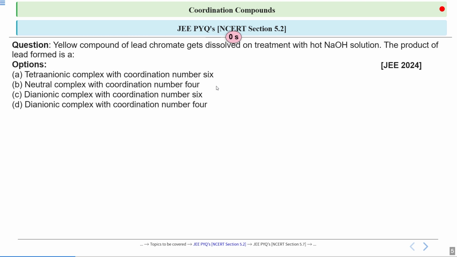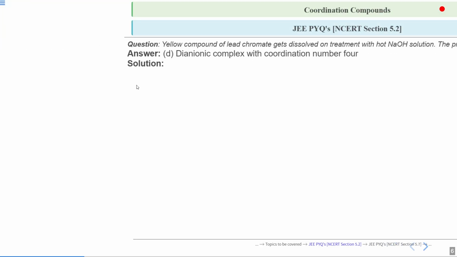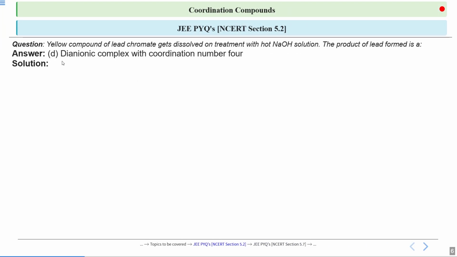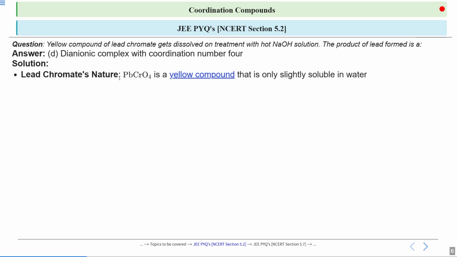Okay, let's see. For this given question, the correct answer is option D, dianionic complex with coordination number 4. This is the product that you are going to obtain. If you talk about lead chromate's nature, it is a yellow compound, PbCrO4, that is only slightly soluble in water, not completely soluble.